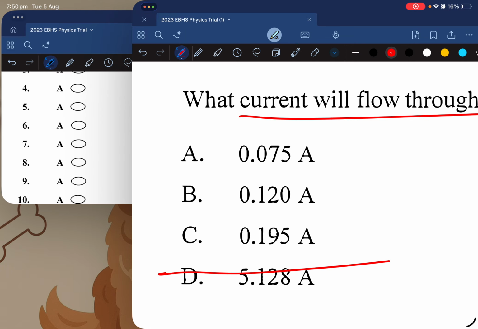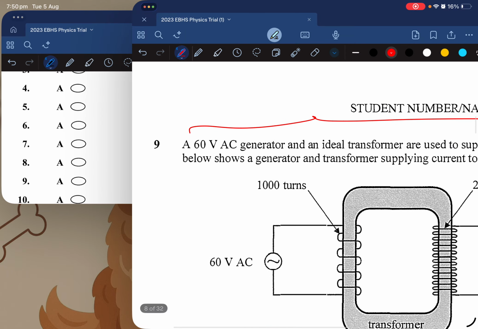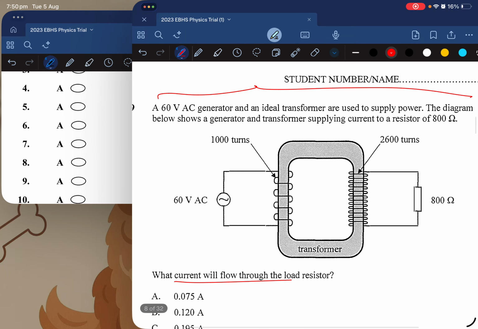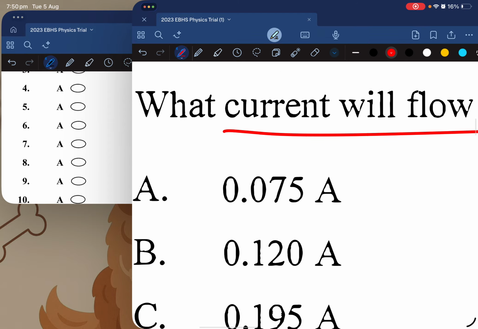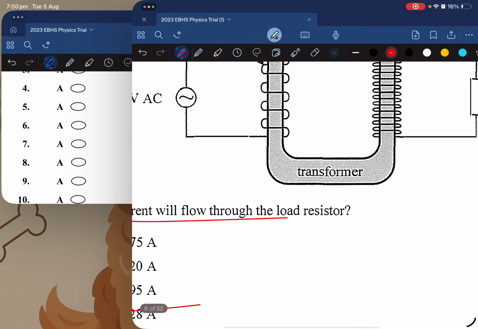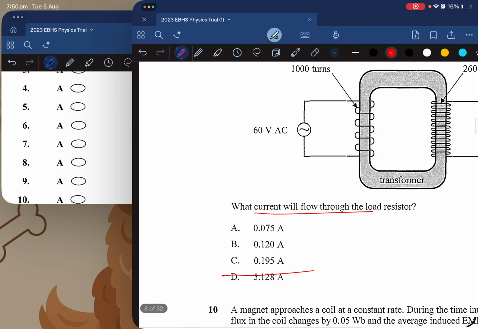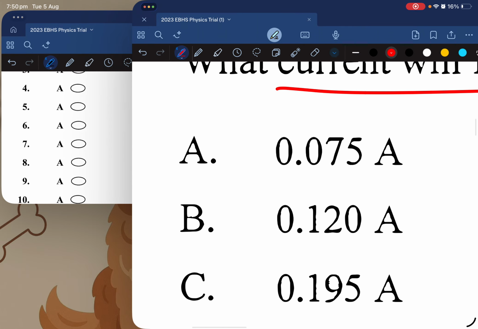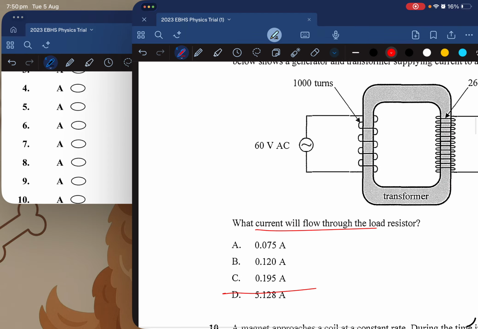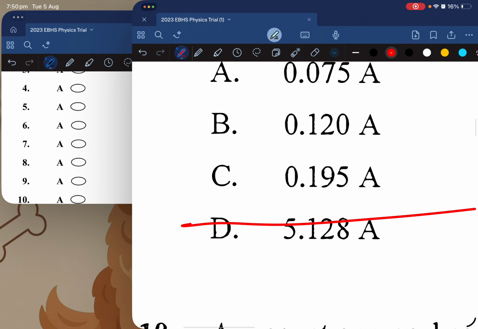Cool. Then, look for the units of the question. Are we given any units? Well, these are volts, ohms, turns. They're not looking helpful. So what will the current flow through the load resistor? Where is the load resistor? Well, I can't find it. But what's the current that's going to flow? So here we have to make another educated guess. And it all comes down to really educated guesses.